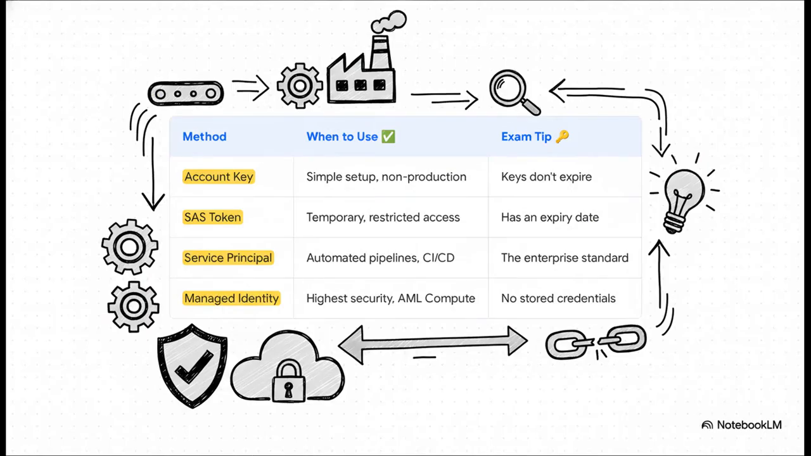Now, this table, this is pure gold for the exam, because the exam loves scenario questions. If you see a question that mentions automated pipelines or CI/CD, your brain should immediately go to service principal. That's the go-to for enterprise automation. And if they ask about the absolute highest level of security, especially on Azure ML Compute, it's managed identity, because with that, no credentials ever even get stored.